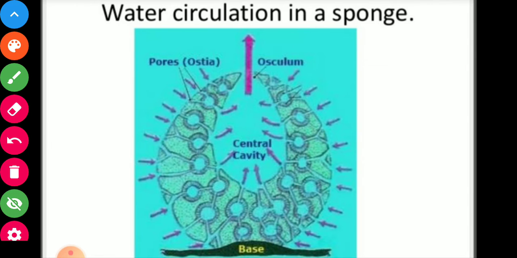This is the structure of a sponge. This is the central cavity, that's called spongocoel. Water enters through these small pores, they are called ostia, and the pore found on the upper side of the body is called osculum. So water enters through the ostia and goes out through the osculum. This is called the canal system.